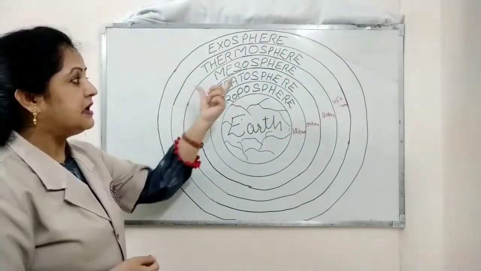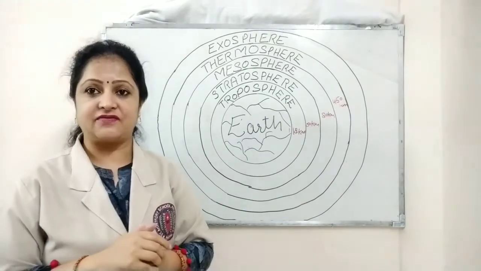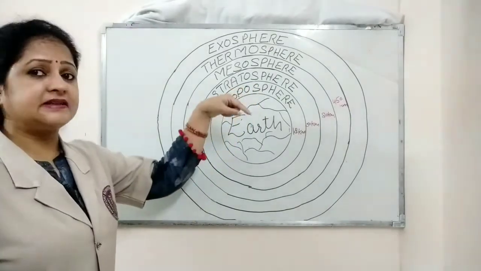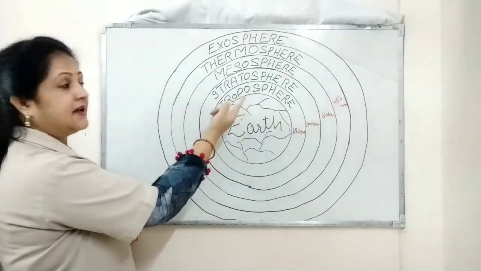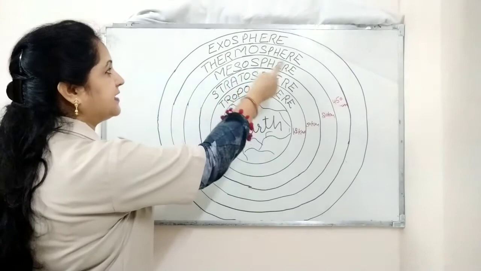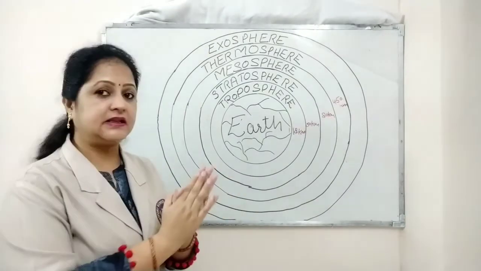So I told you about the five layers of the atmosphere: the first is the troposphere, the second the stratosphere, third the mesosphere, fourth the thermosphere, and the last the exosphere. In the troposphere the temperature decreases with increasing height, in the stratosphere it gradually increases, in the mesosphere it decreases again, and in the thermosphere and exosphere the temperature increases. So this is all about the layers of the atmosphere.